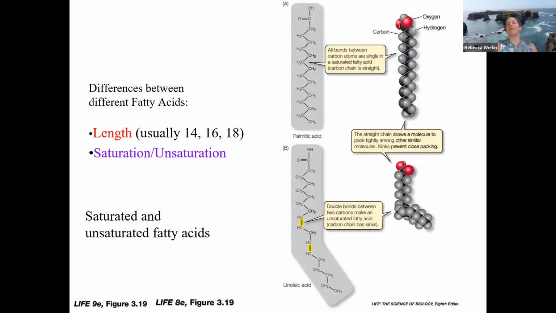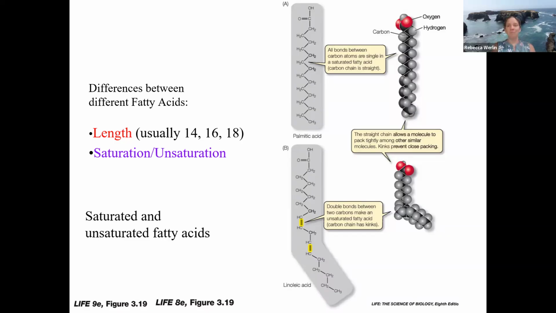So if you are a saturated fatty acid, you're straight and you pack in very tightly. And so saturated things are like butter. Butter is solid at room temperature. It can pack in very tightly. And unsaturated fatty acids, because they have kinks, can't pack in very tightly, and that's olive oil. So saturated fatty acids, butter is solid at room temperature. Unsaturated fatty acids like olive oil, because of the kinks, are liquid at room temperature.